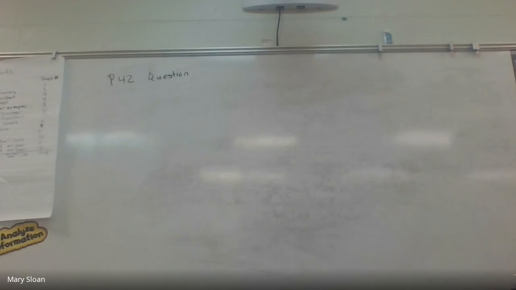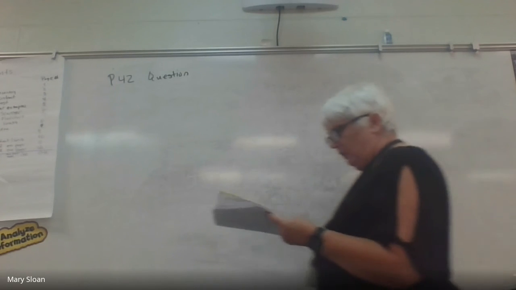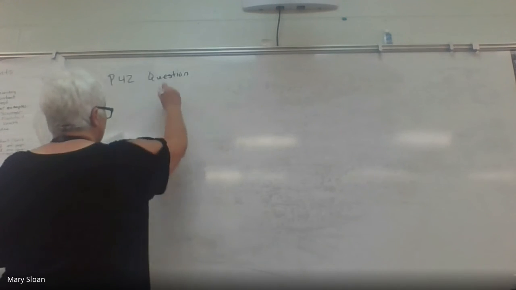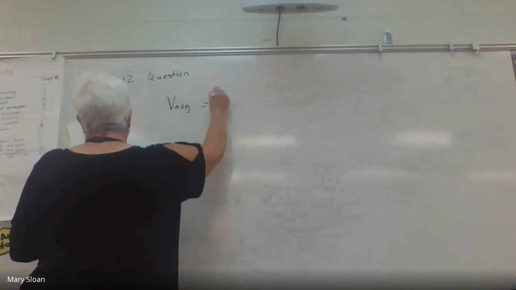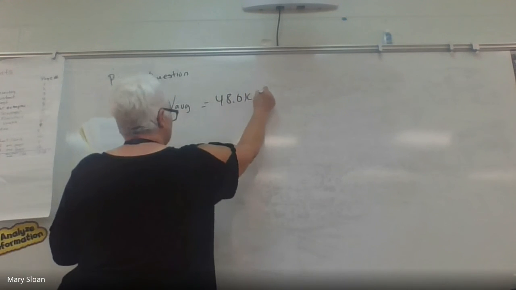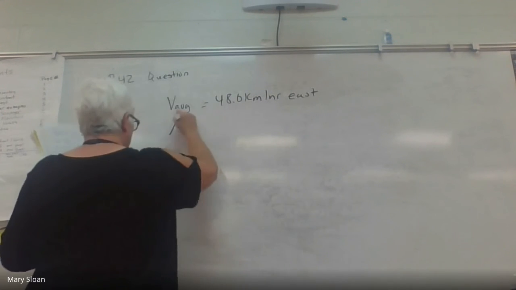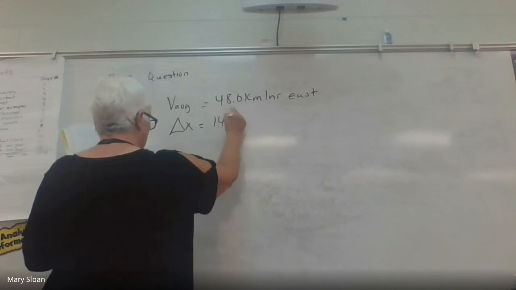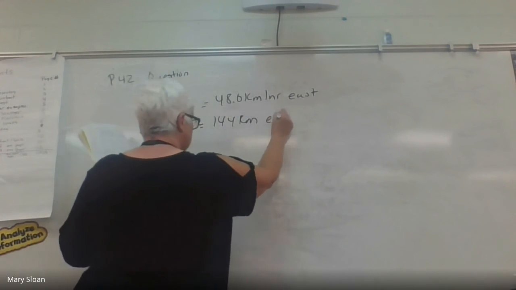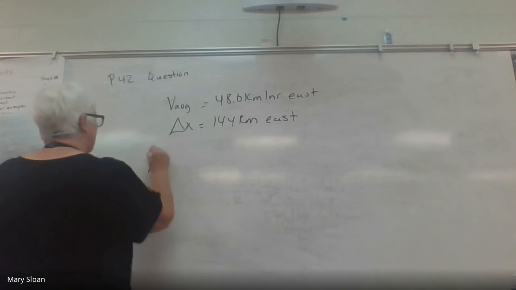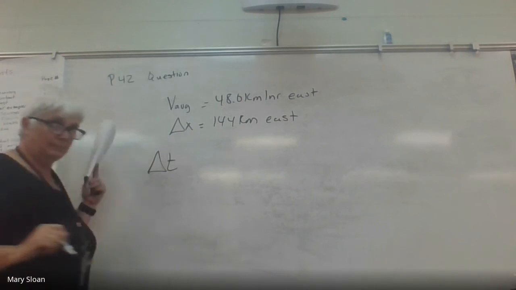So what it says is, Simon drives his car with an average velocity of 48 kilometers per hour to the east. How long will it take him to drive 144 kilometers on the straight highway? So the first thing that we have is velocity average, 48.0 kilometers per hour east. If it's wrong, let me know. Change in position is 144 kilometers east. And we're looking for the change in time.